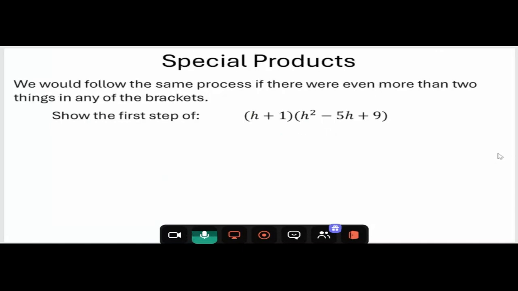What if the second bracket has 3 terms? No big deal. It's just the exact same thing. We're not going to do this whole question. We're just going to set it up. We're going to take that H and that +1. And remember, it's a positive H and a positive 1. And we're going to take each of them separately and multiply it through the entire second bracket, like that. So H times the entire second bracket, +1 times the entire second bracket. And then after you do those multiplications, you would look for any like terms and collect them.